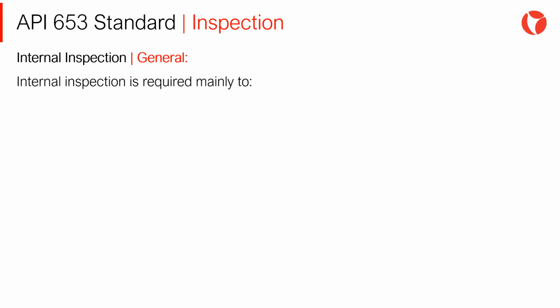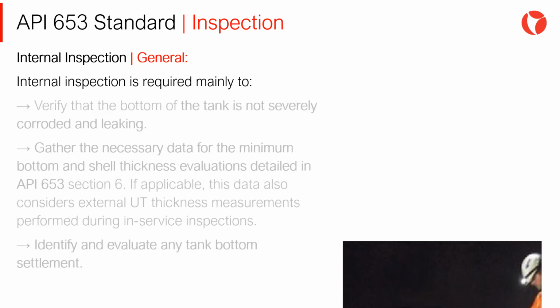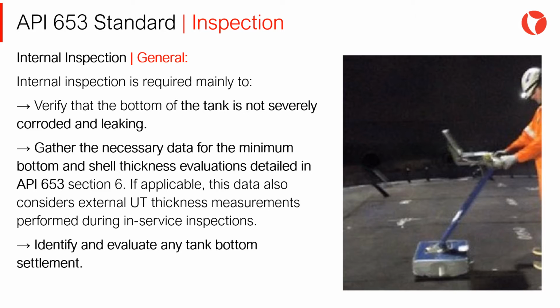Let's now talk about internal inspection. In general, internal inspection is required mainly to verify that the bottom of the tank is not severely corroded and leaking, gather the necessary data for the minimum bottom and shell thickness evaluations detailed in API 653 section 6, and identify and evaluate any tank bottom settlement.